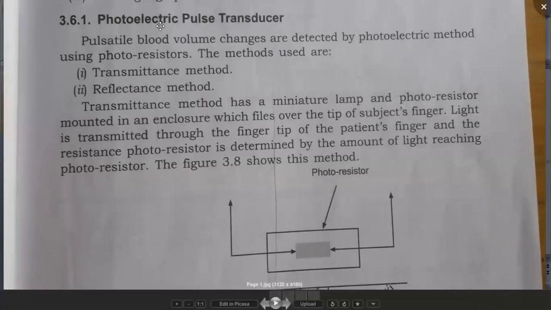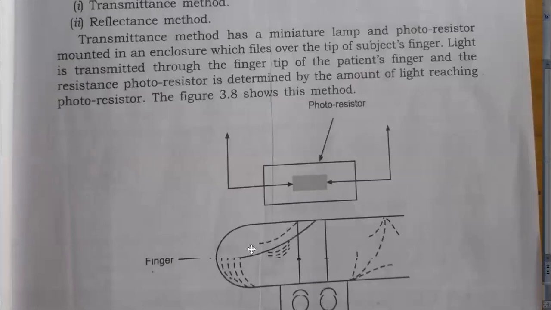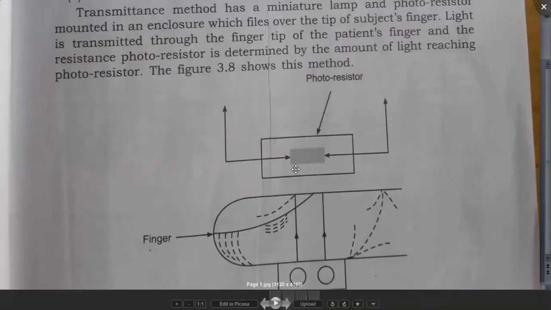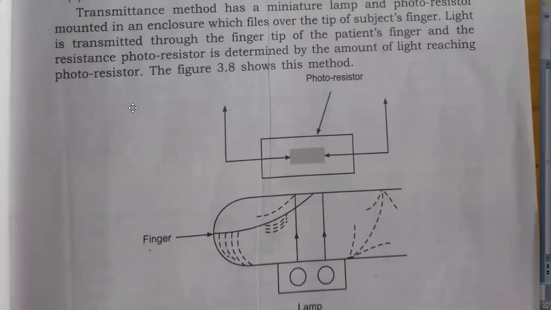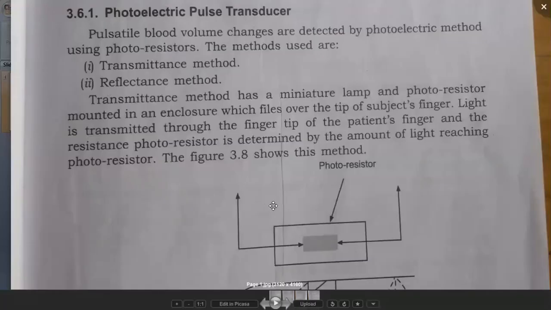In photoelectric pulse transducers, there are two methods used. Based upon the two methods, the photoelectric pulse transducers are developed. The first one is the transmittance method, and the second one is the reflectance method. Transmittance method means when the light is applied, it transmits through the body and reaches the sensor, and reflectance method means the light is reflected back to the sensor.